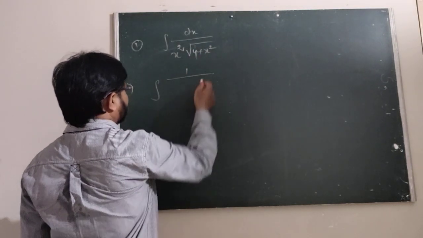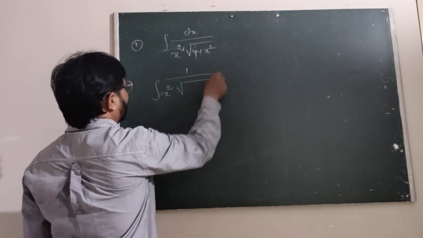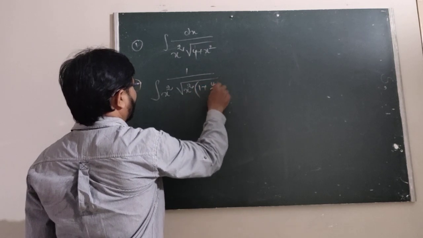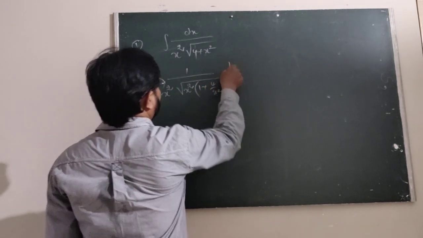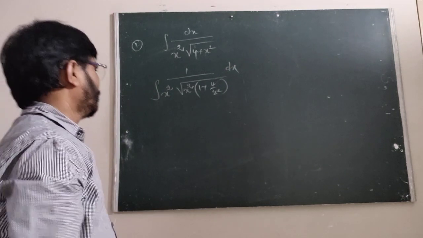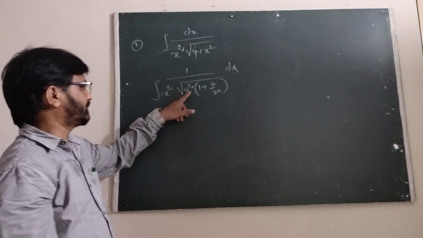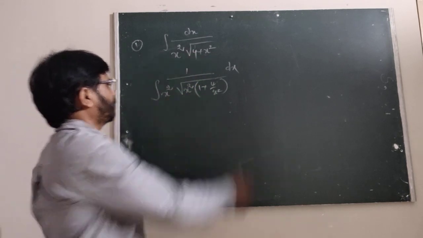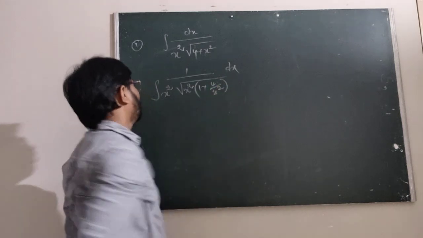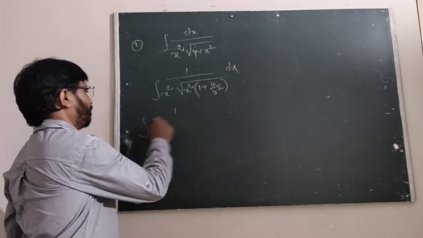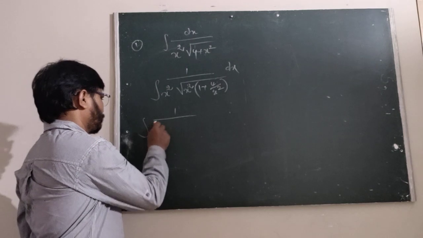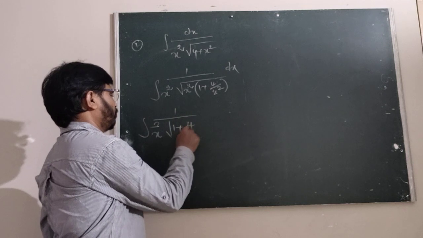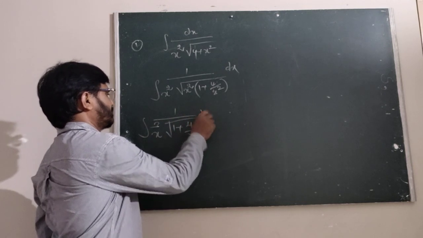That's why you can write here x square under root, and we take the common term x square, 1 plus 4 by x square, dx. Are you okay? Here we take the common x square out of the under root. Now these two are cancelled, we are getting 4. Now we can write the integral 1 upon x cube under root 1 plus 4 by x square dx.